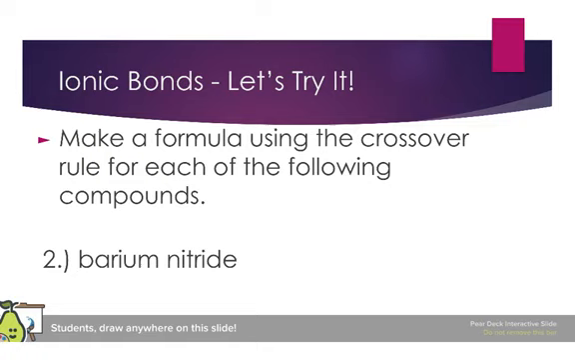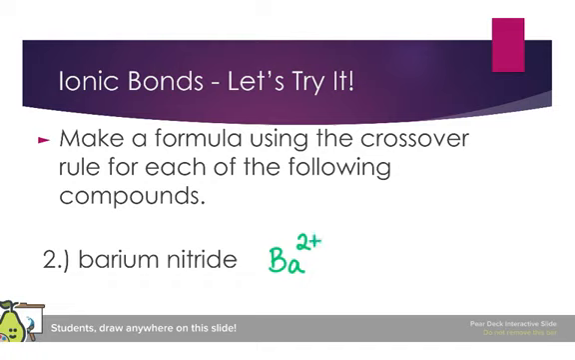Let's try another. We've got barium nitride this time. So let's start with barium. So barium is in column 2. So it has 2 valence electrons. In order to become stable, it needs to get rid of those 2, so it's losing 2 electrons. That's where 2 comes from. Electrons are negative, so when I get rid of them, I become more positive.